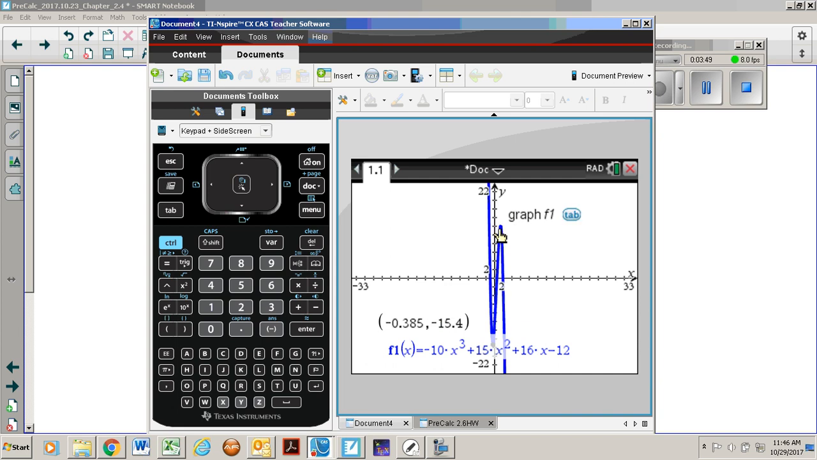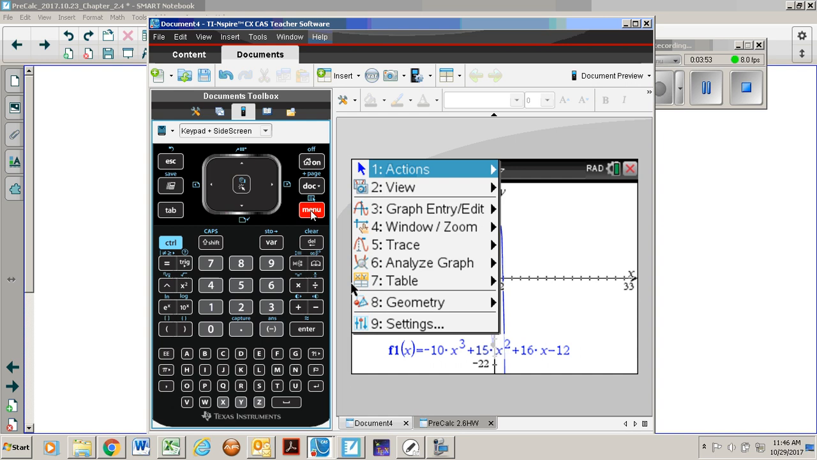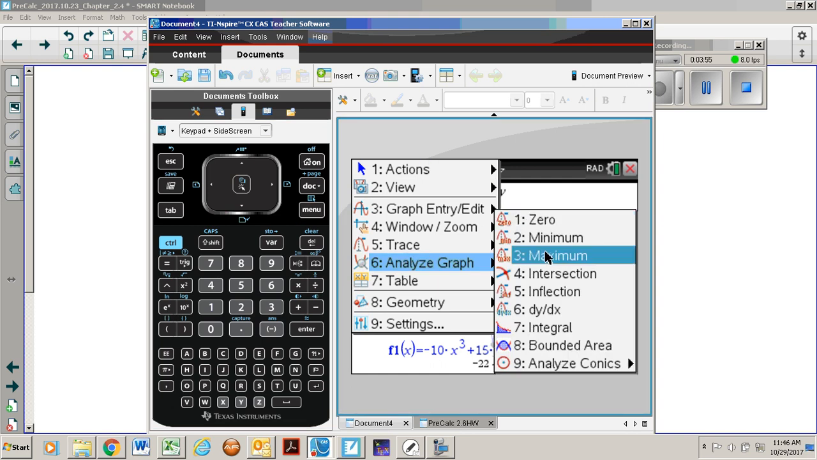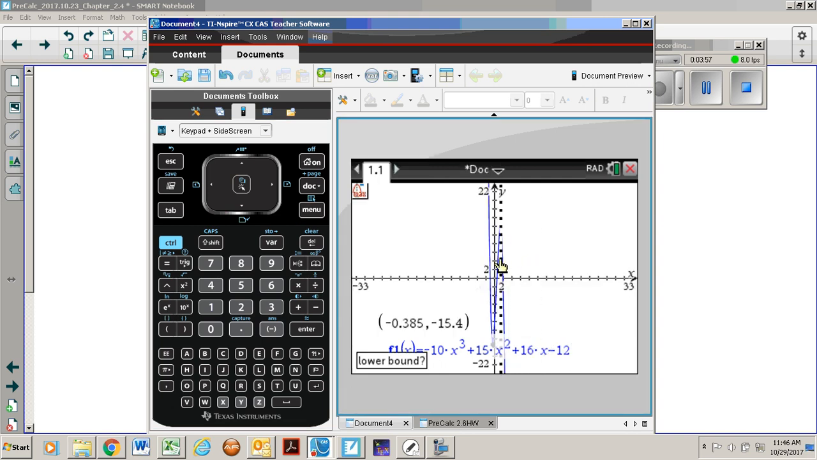Let's find out what exactly this maximum value is. Again, menu 6 is Analyze Graph. Find the maximum. I'm going to start on one side of this maximum and click and drag, and there it is. So it looks like if I go down to -20, up as high as +15, and as far left as -3 on the x-axis and +4 on the x-axis, that's going to include all of these important points.